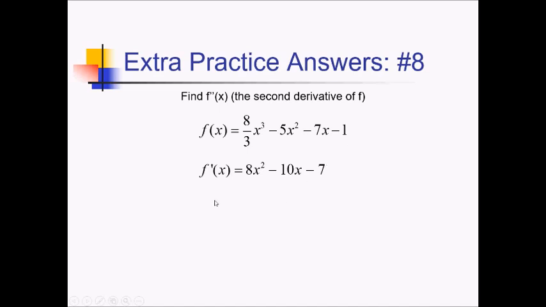Now for the second derivative, I'm just taking the derivative of the first derivative. So that's going to be 16x minus 10, and the 7 is gone because that was a constant. So there's my second derivative.